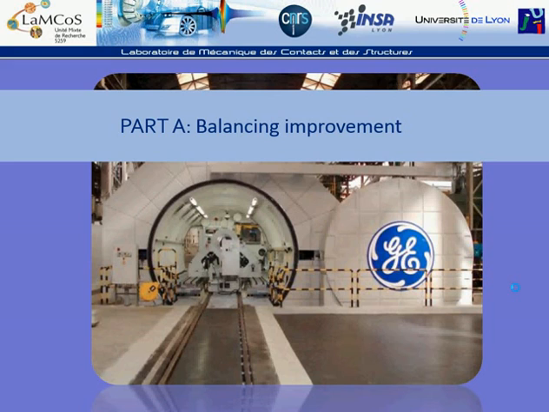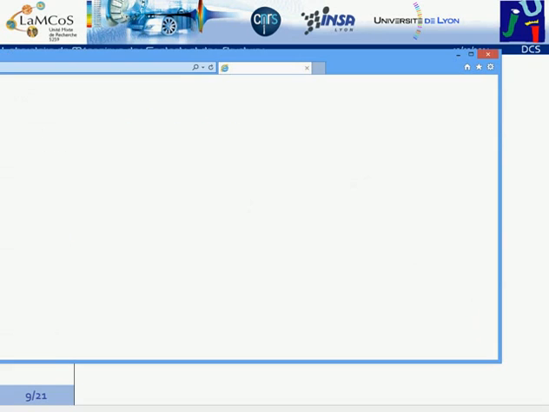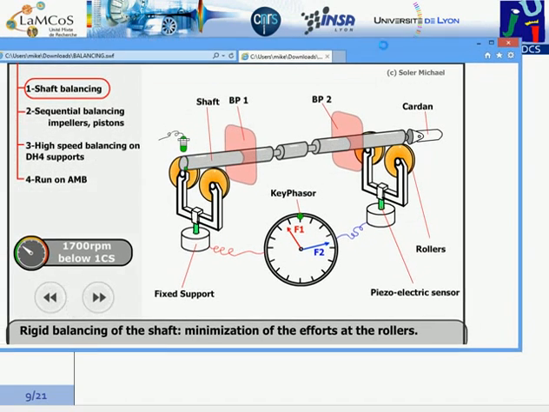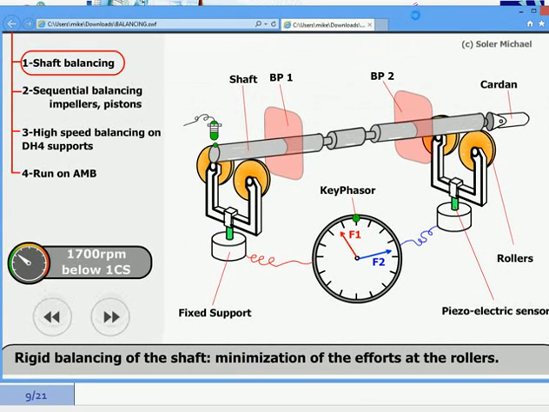Having introduced the principles of rotordynamics, we're going to move on to balancing. In order to understand the balancing procedure, I'm going to use an animation in which we start by the balancing of the shaft. As you can see here, the main parts of this procedure are the fixed supports, composed by rollers, in which piezoelectric sensors are going to measure the forces, and we are going to compensate these forces using two balancing planes. Here you can see VP1, VP2.